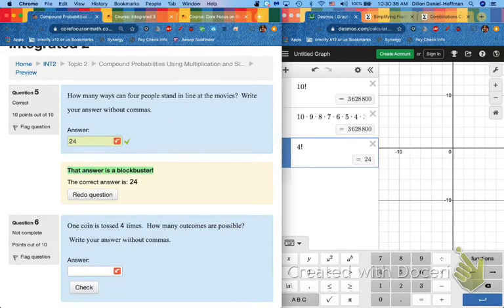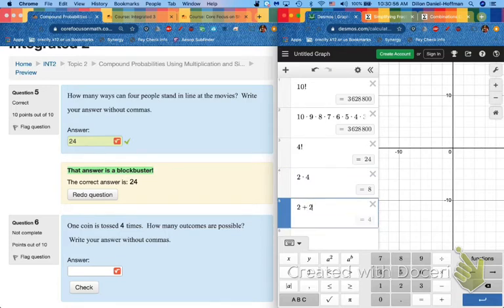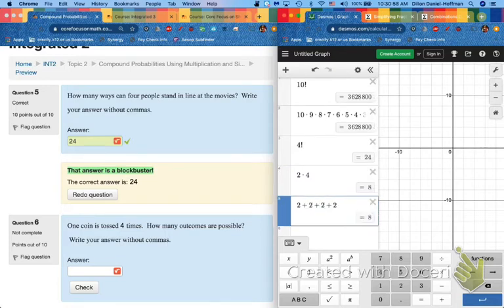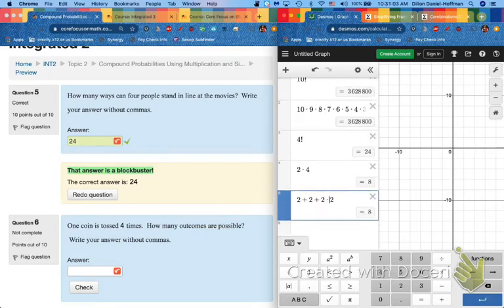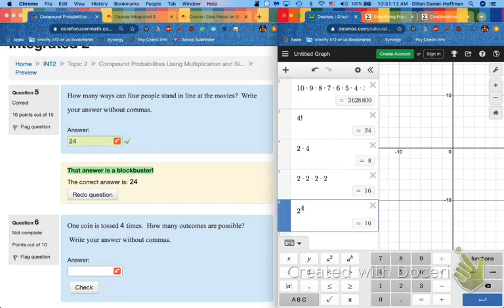Number 6. One coin is tossed 4 times. How many outcomes are possible? So this one we've done before, where a lot of people will say, hey, 2 times 4, 8. No, because that is the same thing as 2 plus 2 plus 2 plus 2. We don't want a plus in between. Remember, it's not the addition principle of counting. It's the multiplication principle of counting. 2 times 2 times 2 times 2. And that's not 2 times 4. It's 2 to the 4th power.